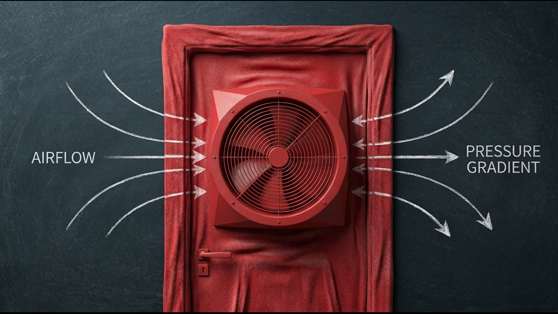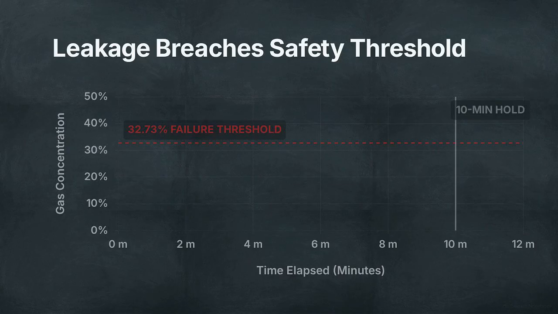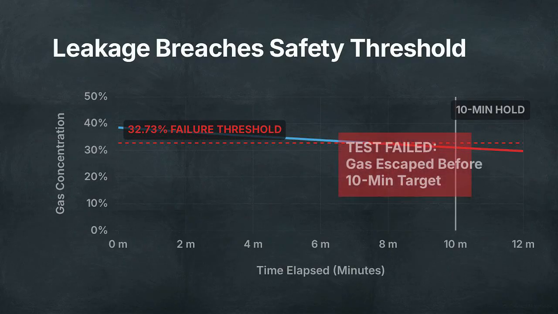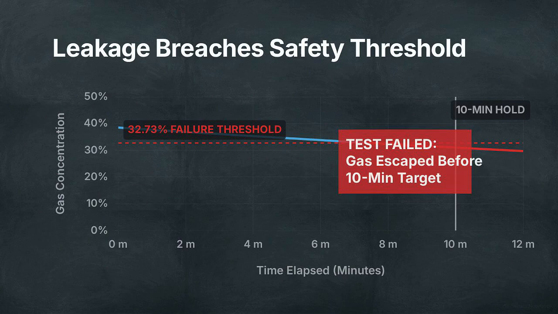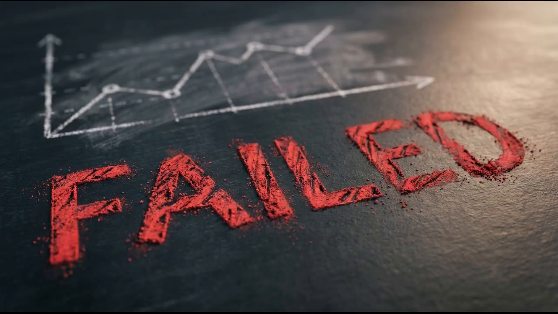Following installation, the physical enclosure itself becomes the primary point of failure. A mandated door fan test pressurizes the room to measure cumulative leakage through unsealed cable penetrations and door frames. In a faulty room, the graph tracks the heavy inert gas sinking and escaping over a 10-minute hold period, plotting a dangerous trajectory toward the 32.73% failure threshold. The acceptance rule for enclosure integrity is absolute.